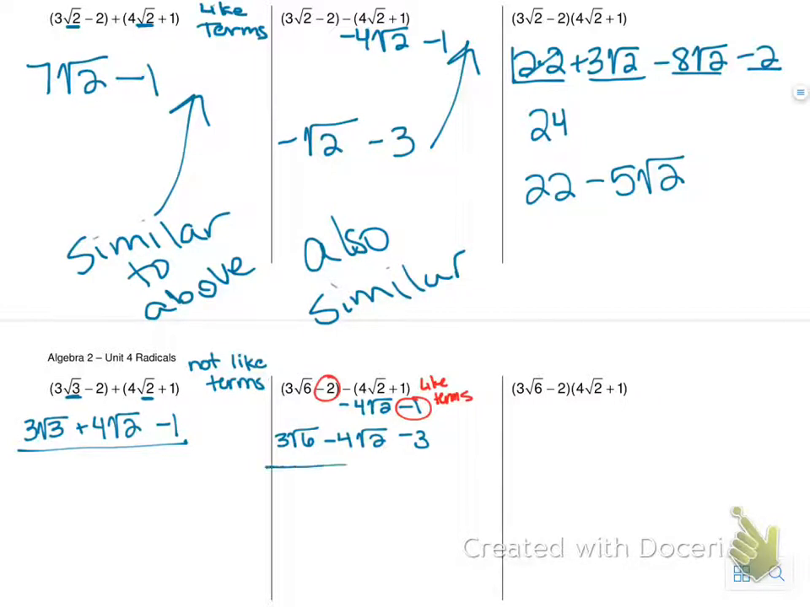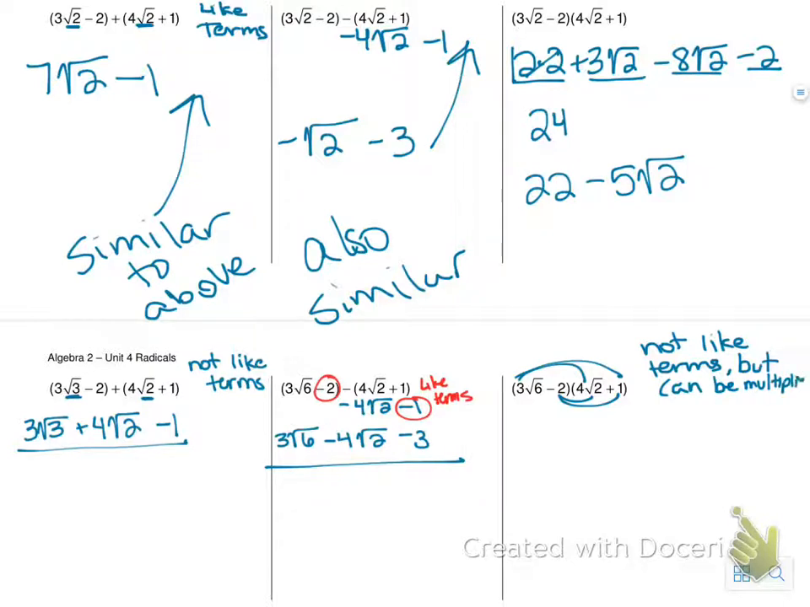However, I can multiply anything. Doesn't matter if it's like terms or not. I can always multiply. So watch as I multiply this one. And you might want to take a little pause here and really look at these problems. So 12 square roots of 12 plus 3 square roots of 6 minus 8 square roots of 2 minus 2. And then I'm going to simplify 12.